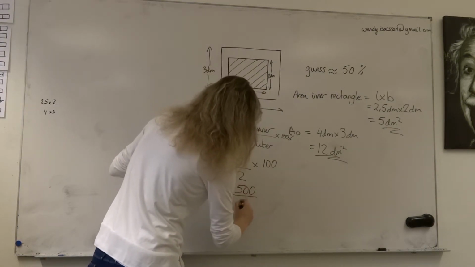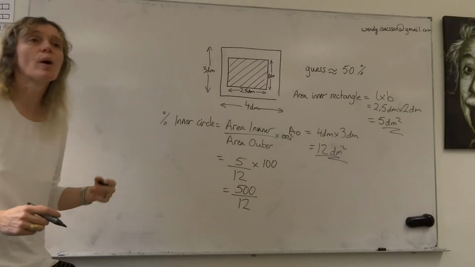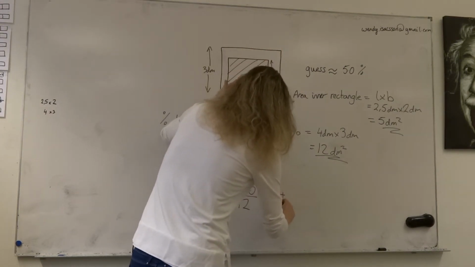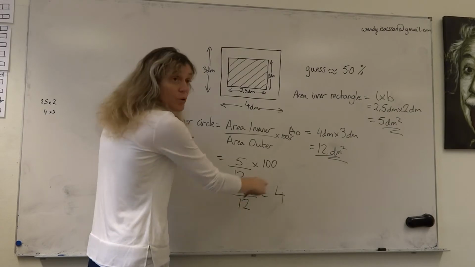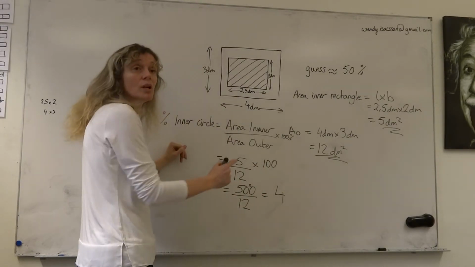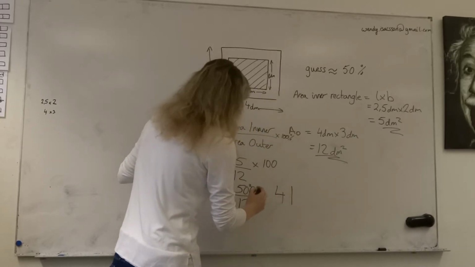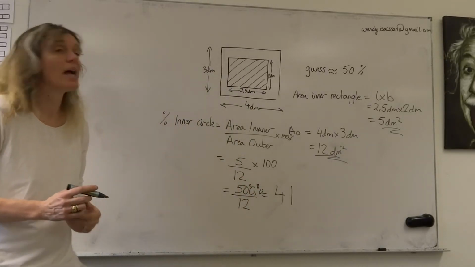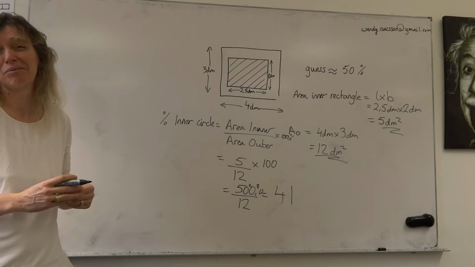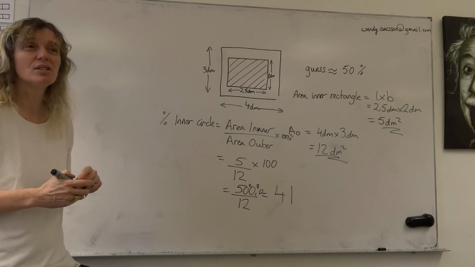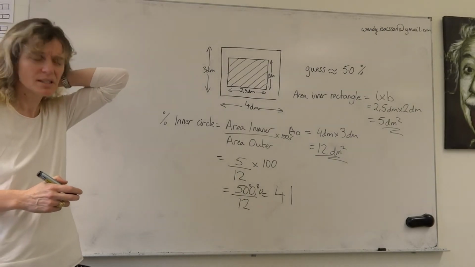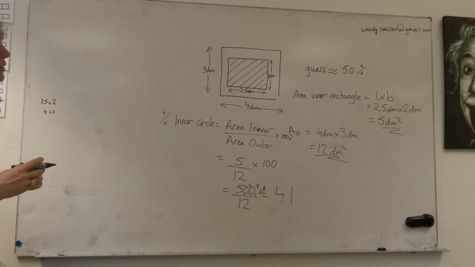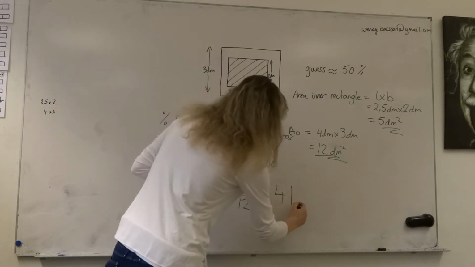500 divided by 12. 12's into 50: 12, 24, 36, 48. Goes 4 times. 12 fours are 48, that's 2 left over. 12's into 20 goes 1 time, and there's 8 left over. 12's into 80 is 6 times, 72. 8 left over. So it's 6 times with 8 left over.